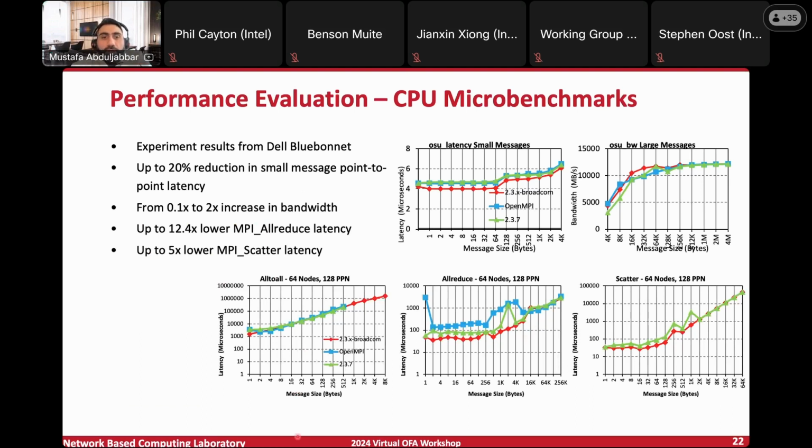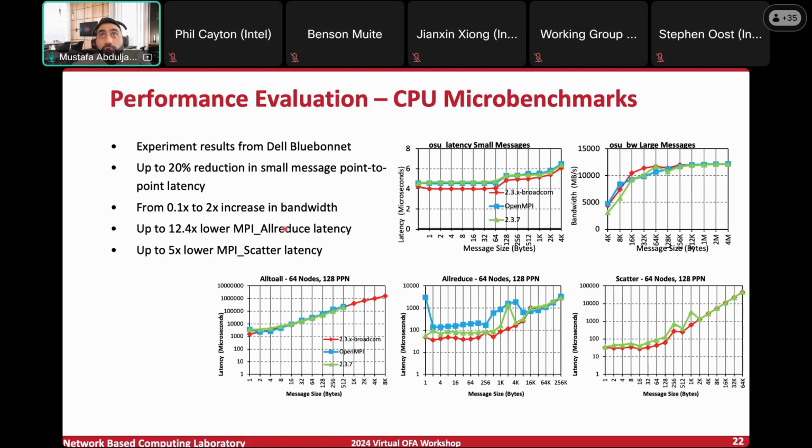So for the micro benchmark evaluation, we evaluate the commonly used collectives such as all-to-all or reduce and scatter. We also do a re-evaluation of latency and bandwidth. We get up to 20% reduction in small message point-to-point latency, and up to 2x increase in bandwidth by adopting and tuning the parameters that I discussed previously.